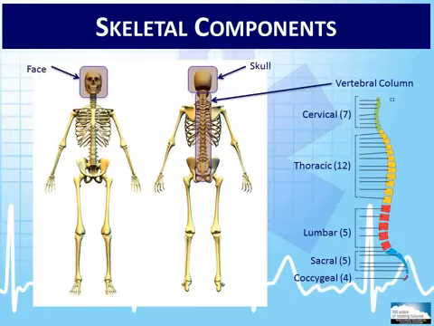Cervical vertebrae are labeled with a capital C, followed by the number 1 through 7, with C1 being superior and C7 being inferior. The same is done for the thoracic vertebrae, using the letter T and the numbers 1 through 12. The lumbar vertebrae use an L and the numbers 1 through 5, and the sacral vertebrae use an S and the numbers 1 through 5 as well.